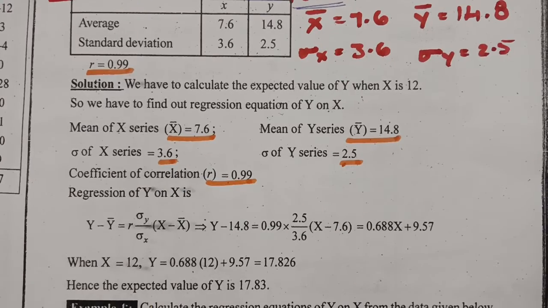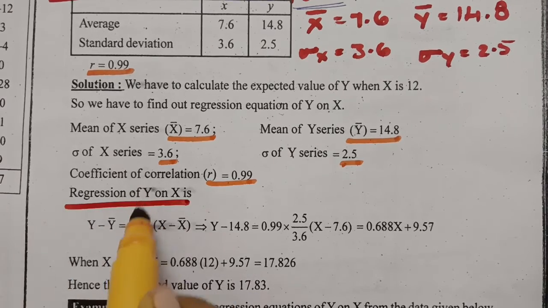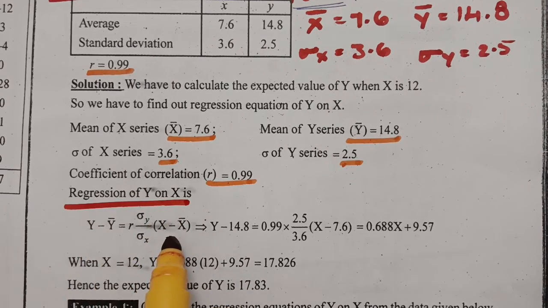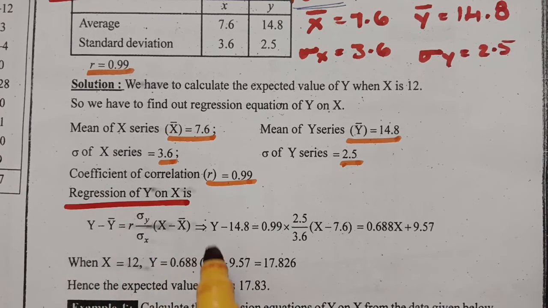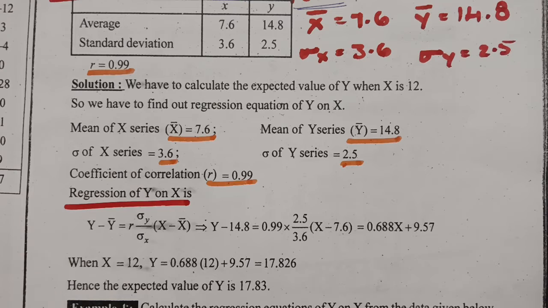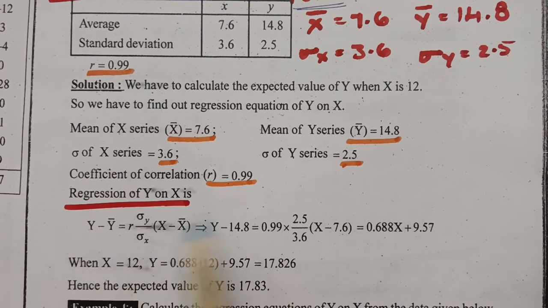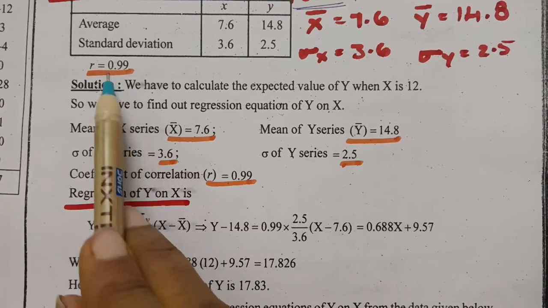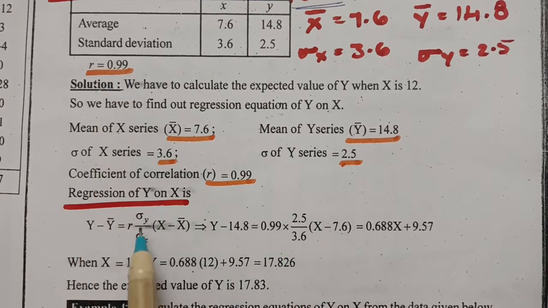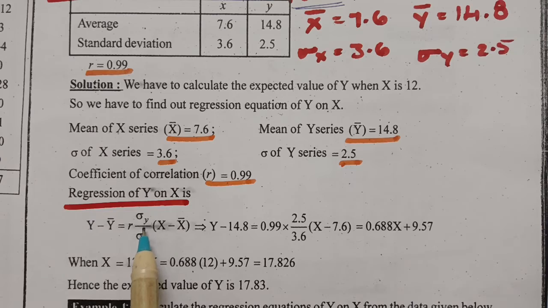Now we have to find the regression equation of Y on X. So we have to start with Y and we have to end up with X, and the correlation coefficient is R times sigma Y by sigma X. So here this is Y minus Y bar, which is 14.8. I have substituted 14.8, and the R value here is 0.99, and this is the sigma Y value. What is the sigma Y value?